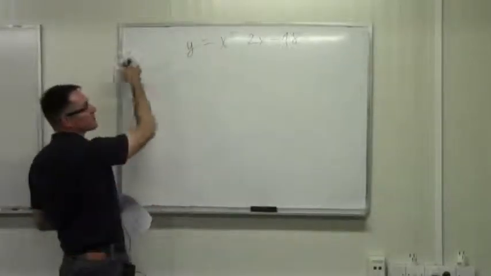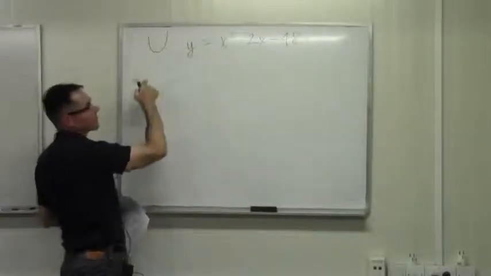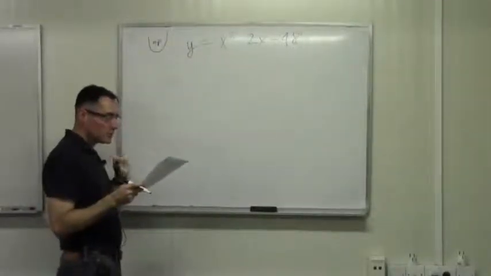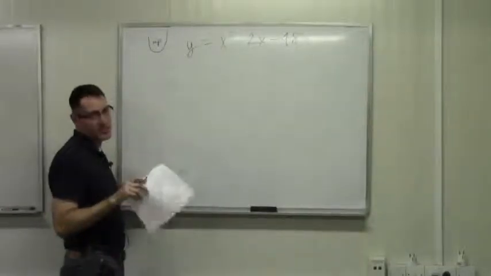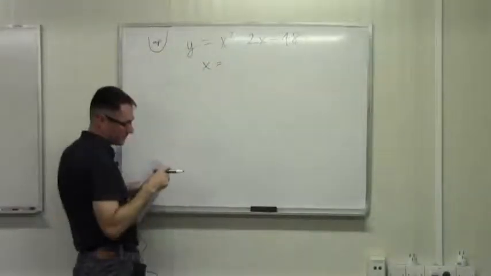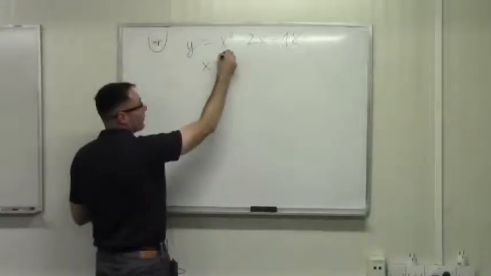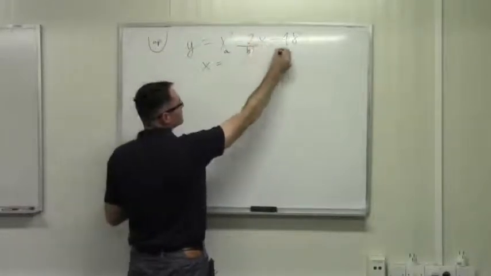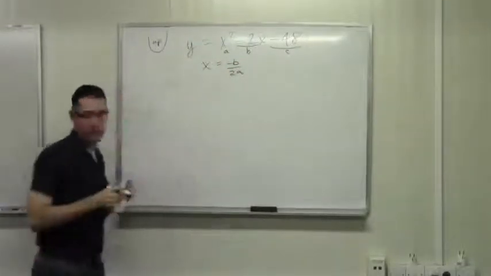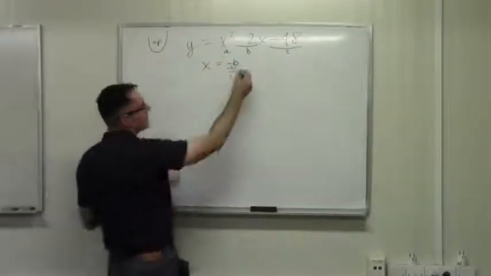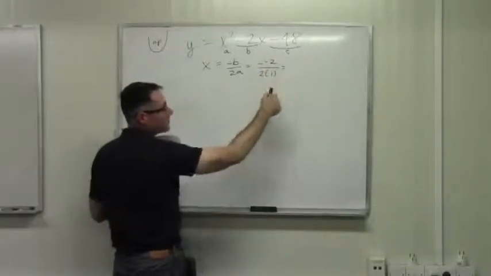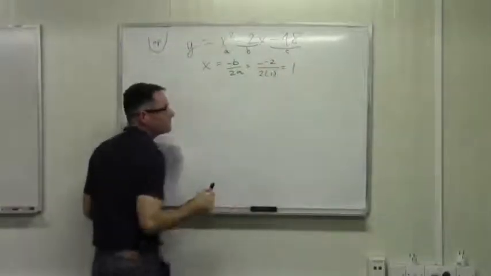Which way does it face? Up. So we know it's going to look like that. OK. Question 2. Where's the vertex? How are we going to find that? Well, we're going to need to know A, B, and C. X equals negative B over 2A. Good. So it's going to be negative negative 2 divided by 2 times 1. 1 is our vertex.